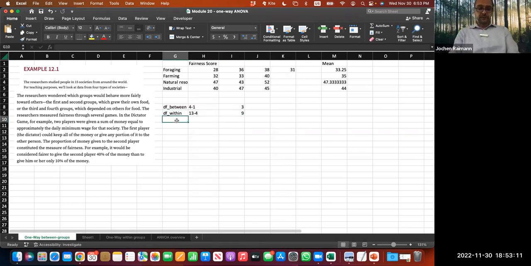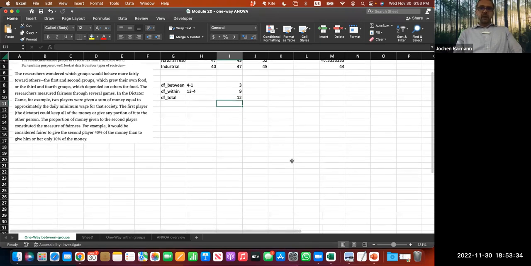And now lastly, we have a new one: degrees of freedom total. This is a little bit more complex because it puts degrees of freedom between and degrees of freedom within together and basically adds them up to 12. But that's at this point not relevant to be determined.